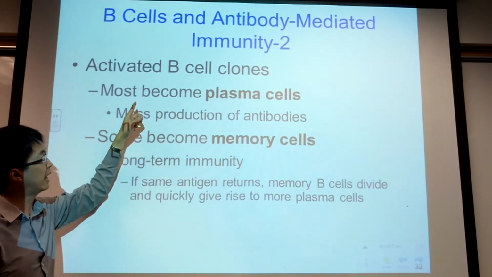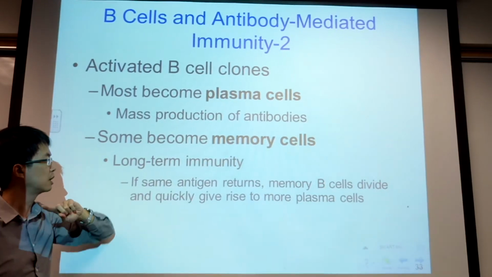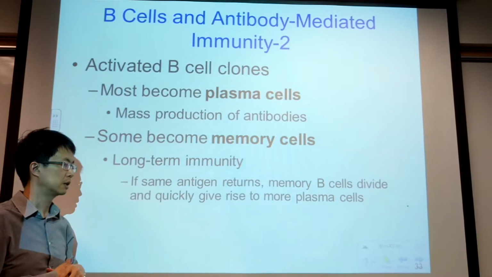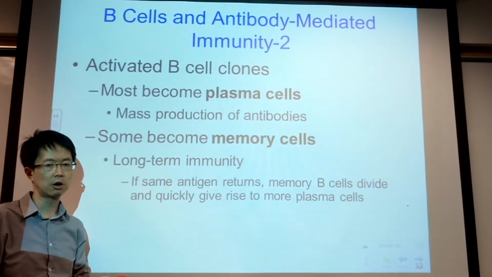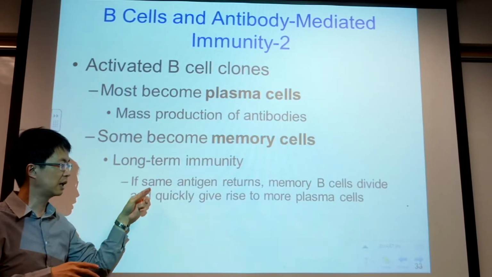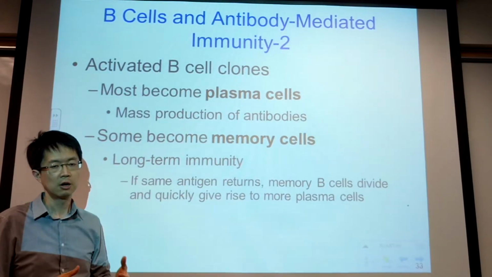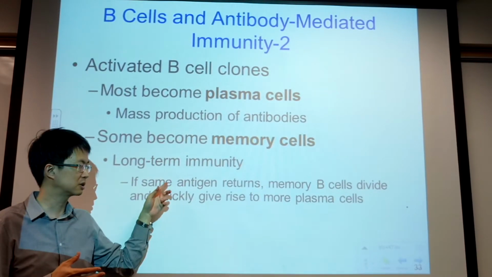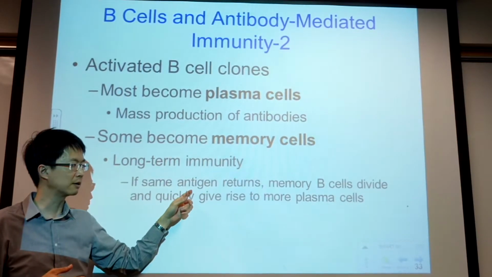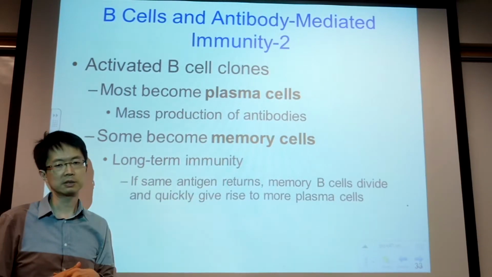Some of the activated B cells will not become plasma cells; they will become memory cells. Memory cells, what are they for? They are for long-term immunity. This is the kind of immunity we talk about a lot every day. What it means is that if the same antigen, meaning the same pathogen, the same strain, expresses the same antigen, then the memory B cell will divide and quickly become plasma cells.